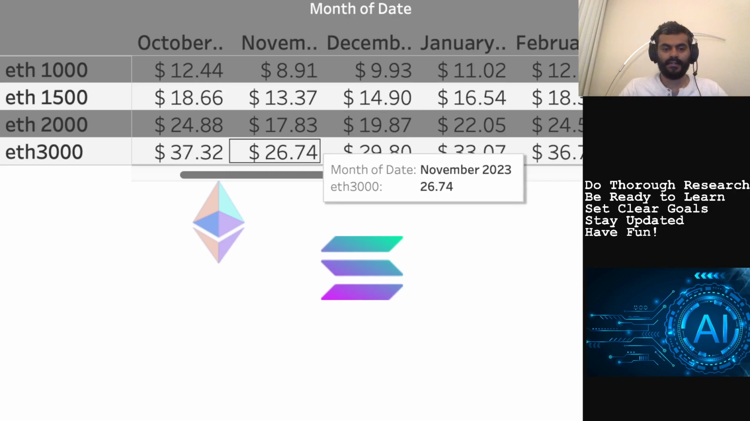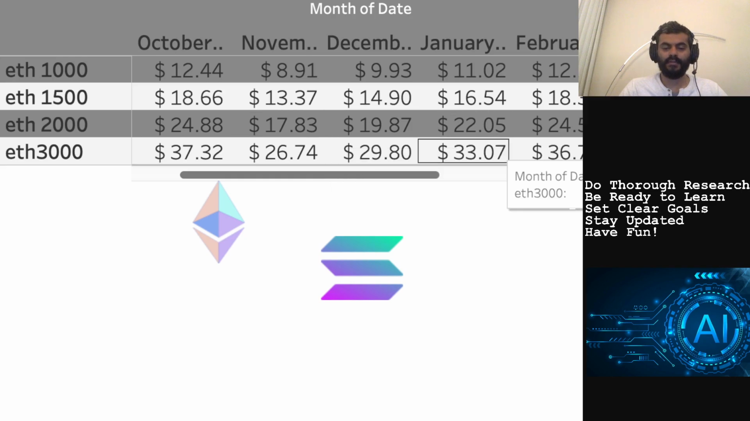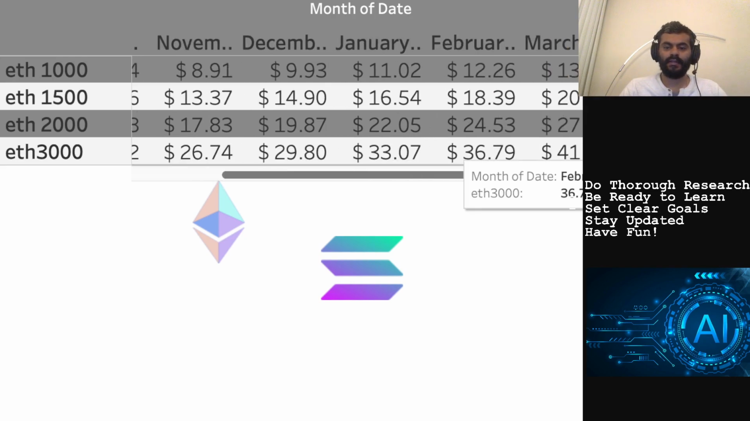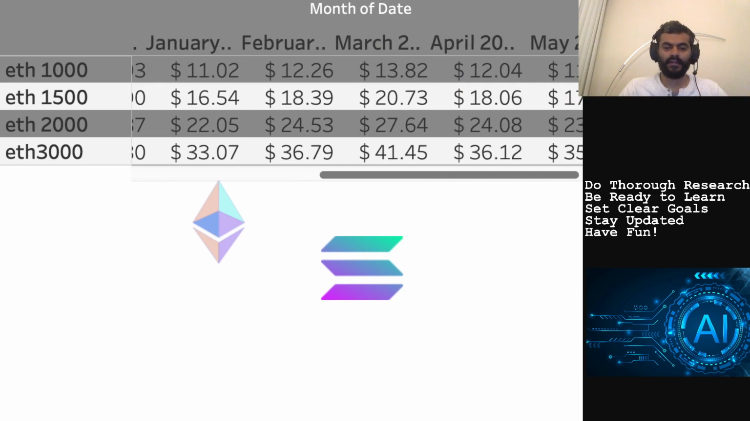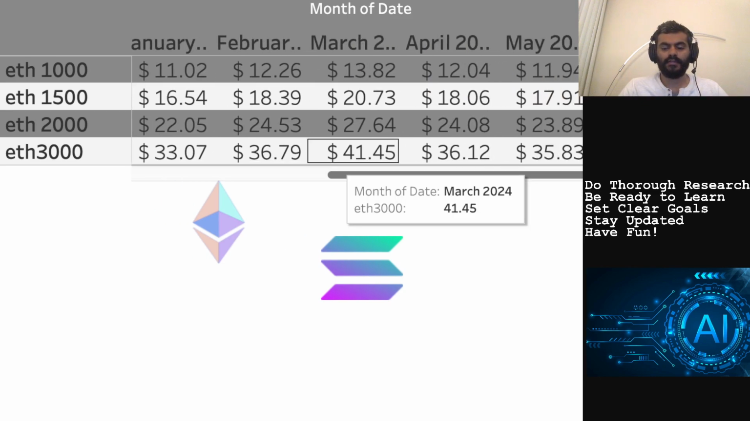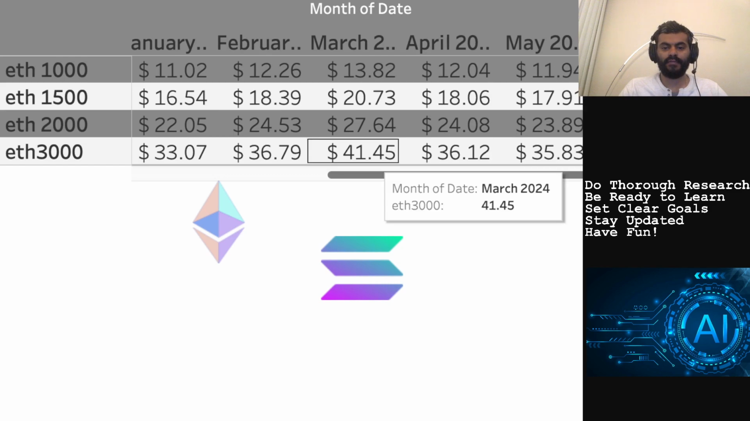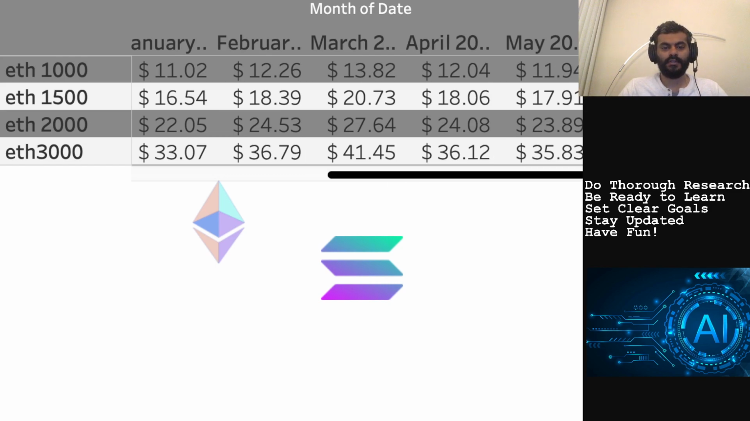Solana at 17 in November, then around Ethereum at 3,000, that's kind of the bull case, let's say, after the halving. Then Solana is at around 35 to 40 range in the second quarter of 2024.